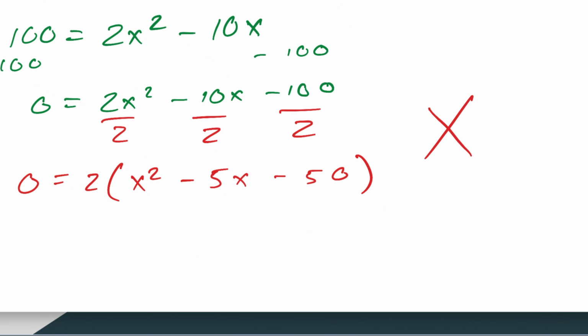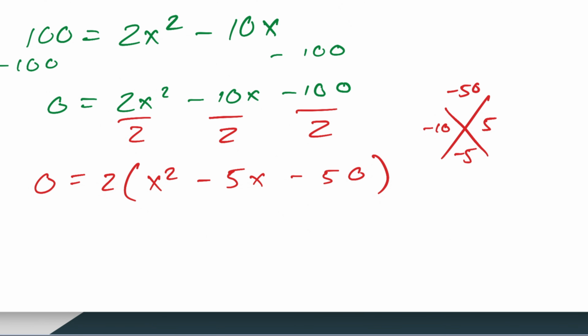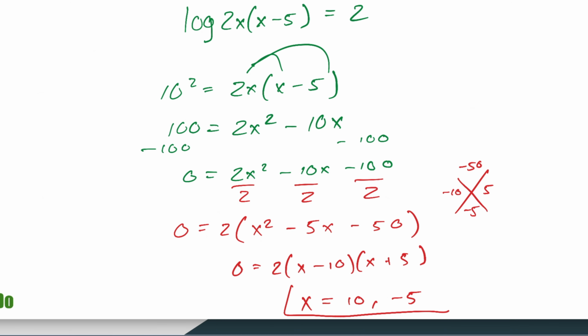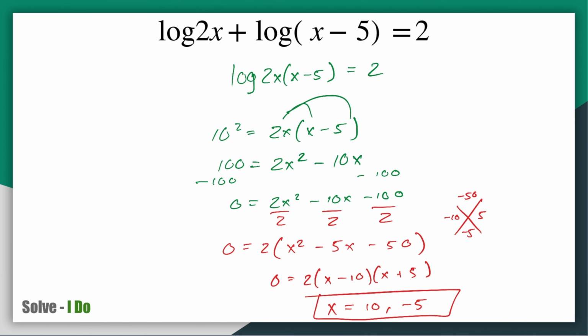Now, we set up our x factor. We get negative 50 on the top. We get negative 5 on the bottom. We ask ourselves what times what gives us negative 50 and adds to be negative 5. And that's going to be negative 10 and 5. Negative 10 times 5 is negative 50. Negative 10 plus 5 is negative 5. So I can rewrite this as 0 is equal to 2 times x minus 10 times x plus 5. You solve for x, and you get x is equal to 10, and you get x is equal to negative 5. And that's it. Okay?